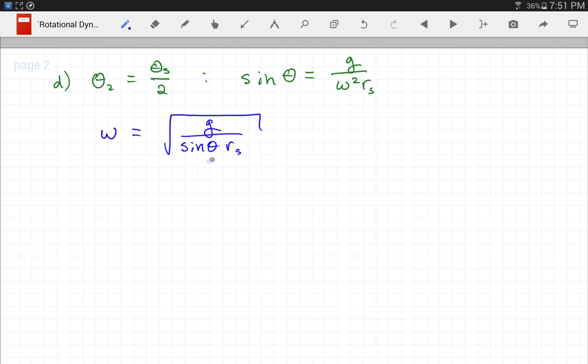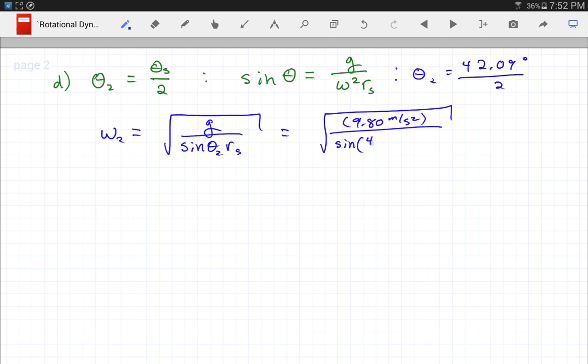So my new angle is theta s over 2, so I'll put 2's here because I'm doing it for 2, and theta 2 is equal to 42.09 degrees divided by 2. So this is equal to the square root of 9.80 meters per second squared divided by sine of 42.09 degrees over 2 times rs. rs is, and I have to look this up real quick, 0.42 meters. And so popping that in the calculator, I get 8.061 rads per second, which to 3 significant digits again is 8.06 rads per second.